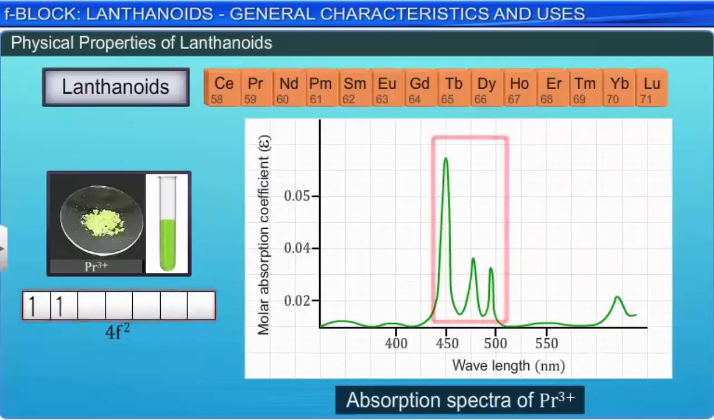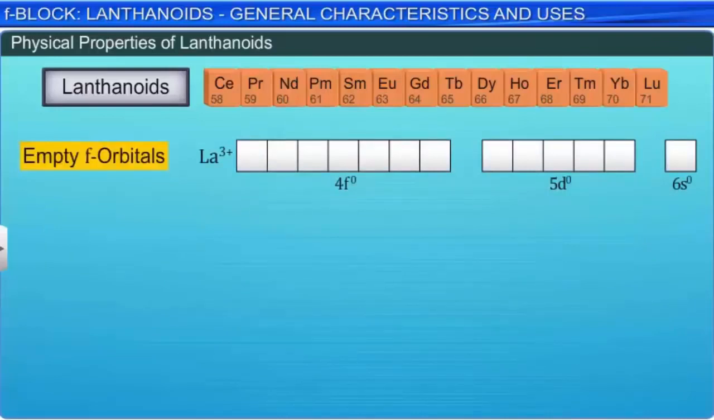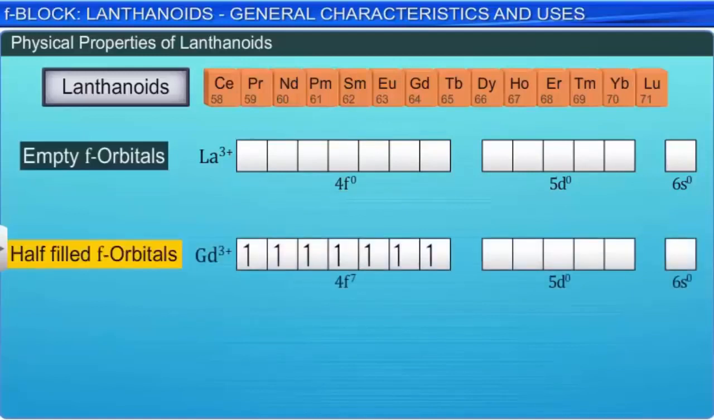Lanthanoid ions that have empty f orbitals, like trivalent lanthanum, half-filled f orbitals, like trivalent gadolinium, or completely filled 4f orbitals, like trivalent lutetium, are colorless.